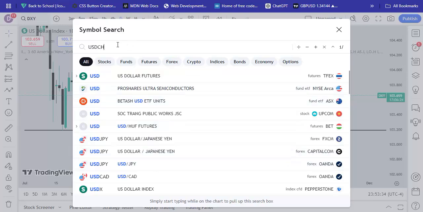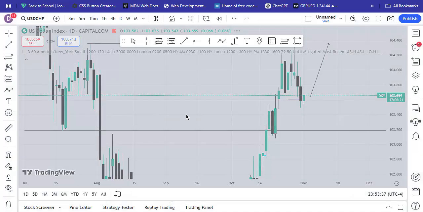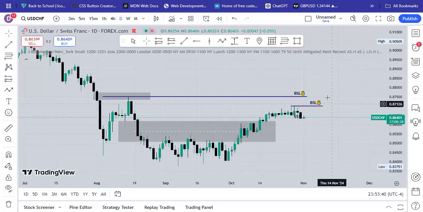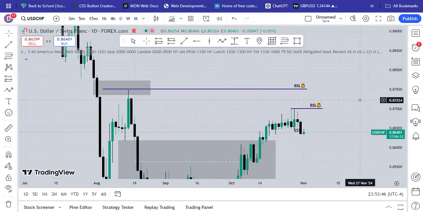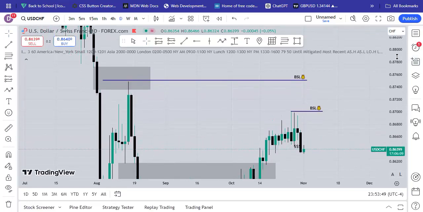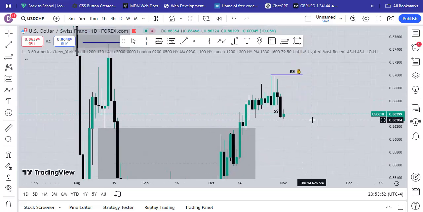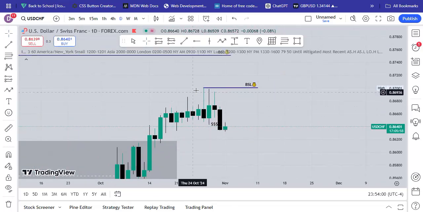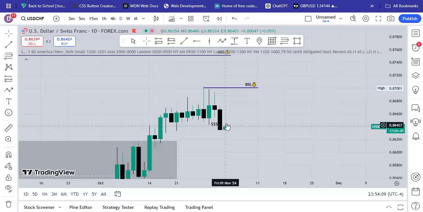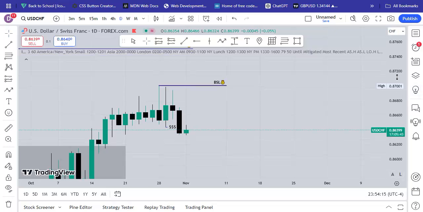USD CHF, right? As you can see, I already labeled my buy side position, but first off I want to see price come to this, which is also an equal high. This is a very clean equal high. Too clean, in my word. A lot of people would have sold right here. So I want to see USD CHF, that's Swiss, want to buy.